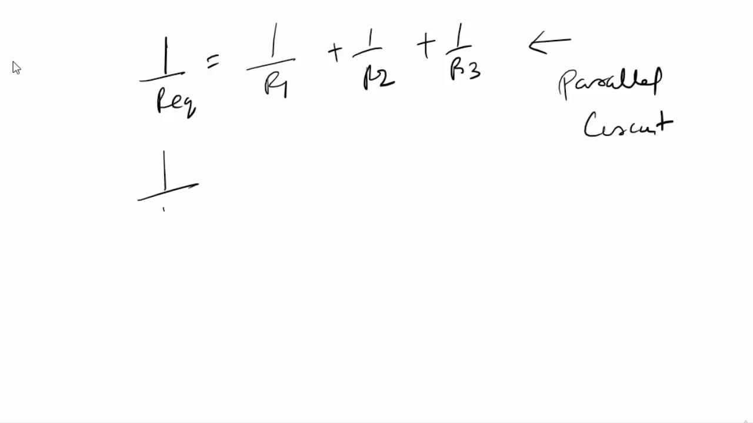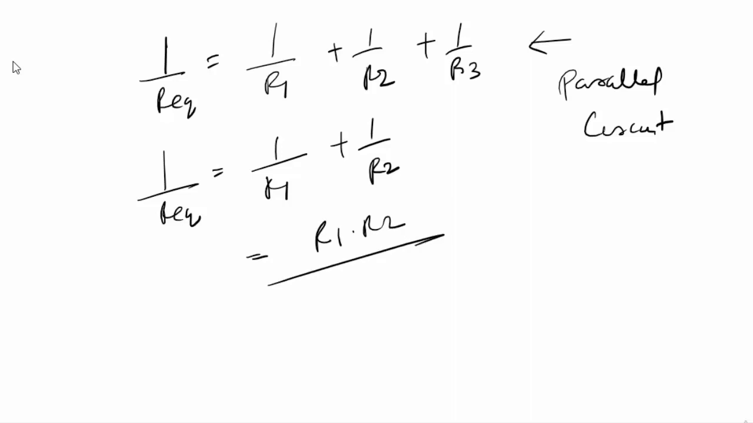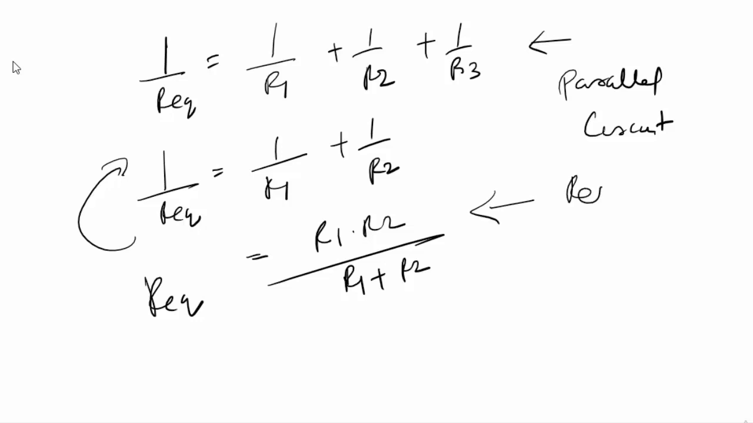So if there were only 2 resistances, then you can write it as 1 upon R1 plus 1 upon R2. So this again, if you are solving this, will give R1 into R2 upon R1 plus R2 is equal to R equivalent. So you are taking the reciprocal of that, and that's how you are finding the equivalent resistance in parallel circuits.